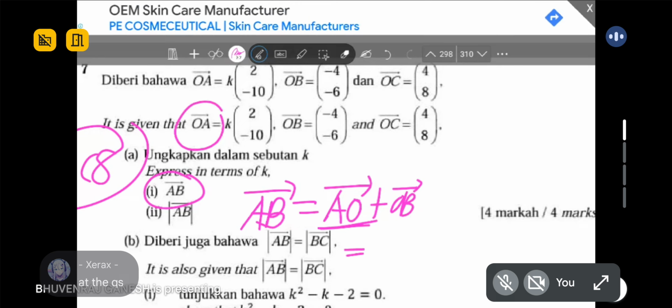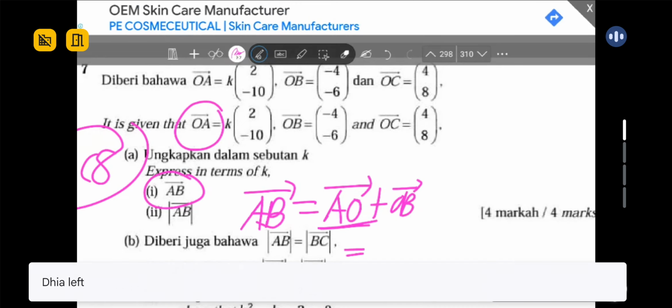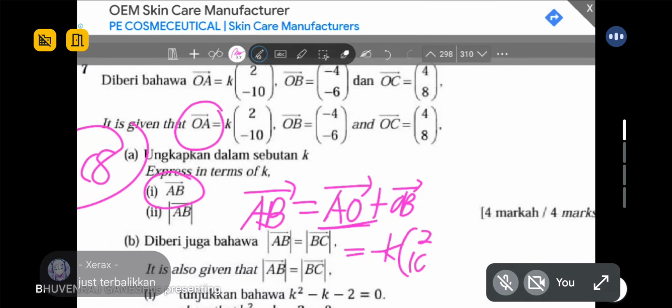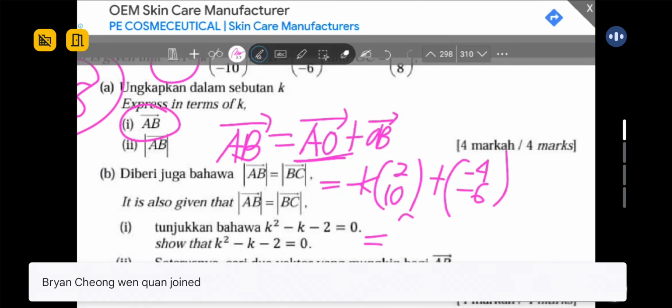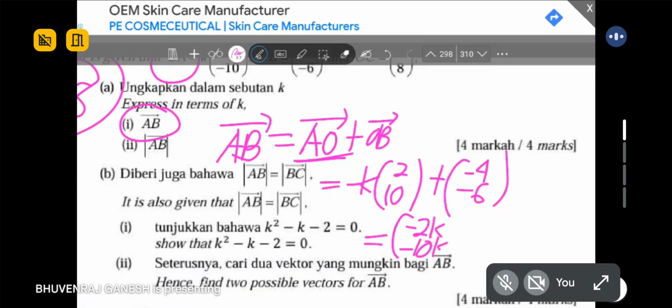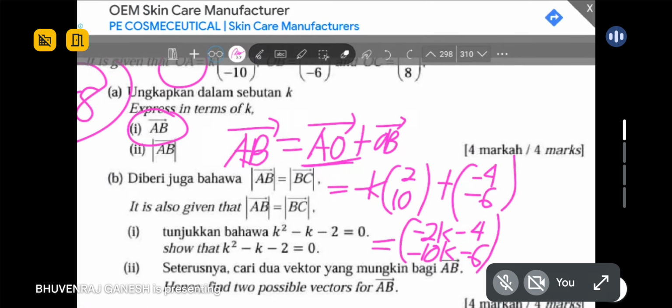Okay, you have OA, right? So that means AO is just negative. Just add the negative K. Terbalikkan. So you add negative, so plus OB. Negative 4, negative 6. Something like this. Alright. So then just expand. Kembangkan. So you will have minus 4, minus 6. Are you clear, guys? This is your answer. Ini adalah jawapan.